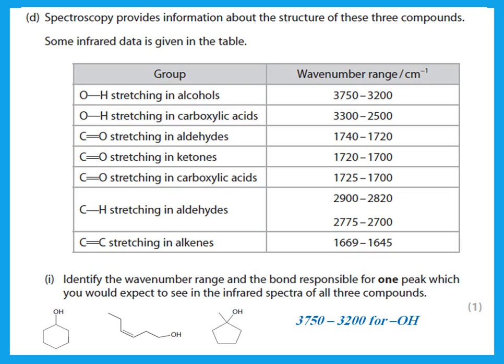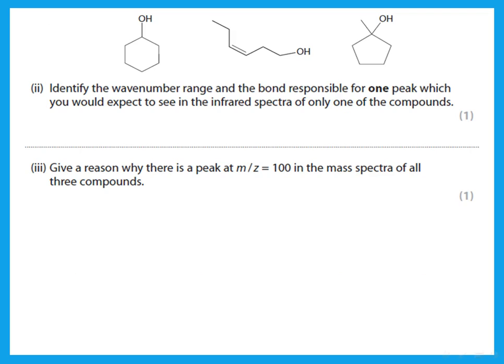This is because they all have an OH group. Then he says identify the wave number range and the bond responsible for one peak which you would expect in the IR spectra of only one of these compounds. Now, what is the difference between them? Only one of them is an alkene. Only one of them has a C double bond C. So only one of them will have a peak at 1669 to 1645. This is from the table for the C double bond C.